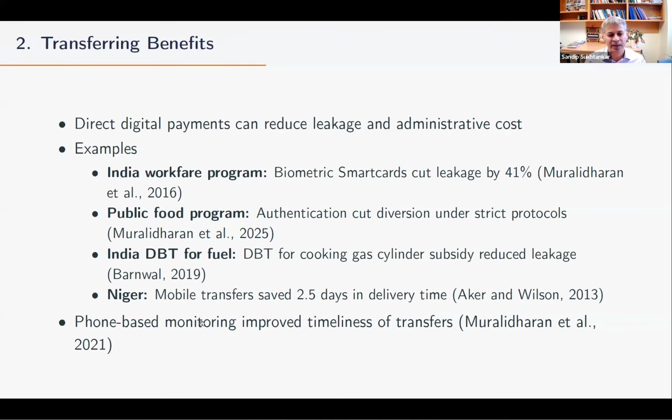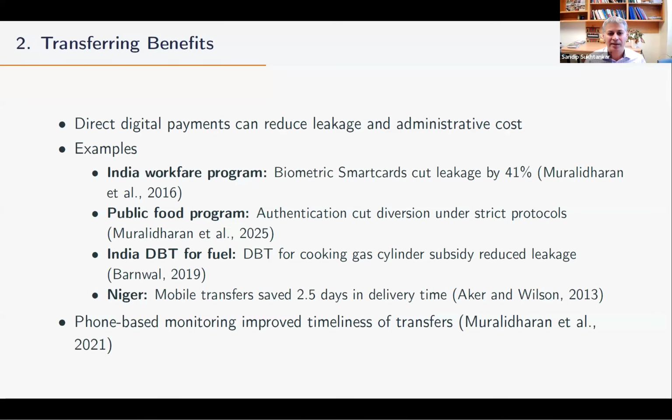We have another nice paper that looks at using monitoring to improve how fast the money gets through by just calling up beneficiaries and asking them, hey, have you received your money? Hey, did you have to pay a bribe to get that money? Okay, and using that data, sharing that with the government, telling the officers who are in charge, hey, we're going to get this data, can also improve how fast money is getting out.